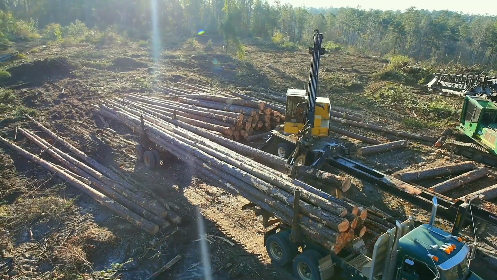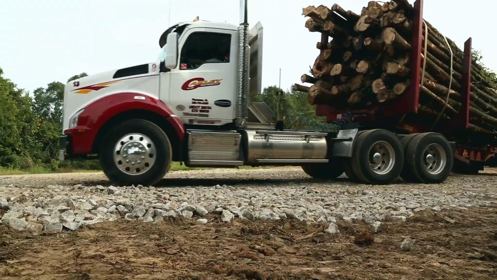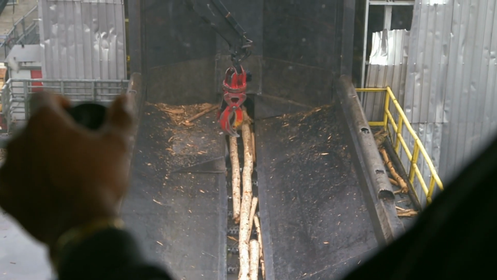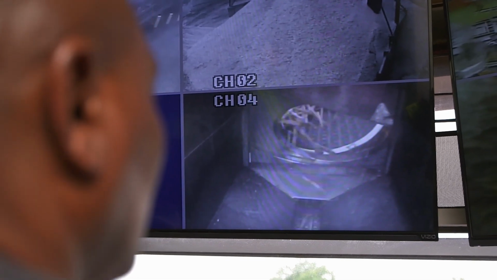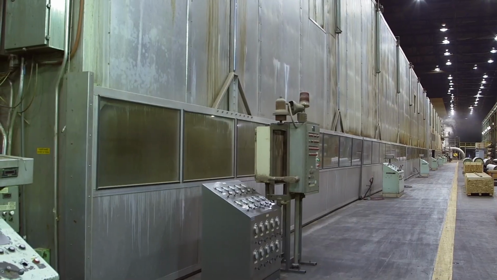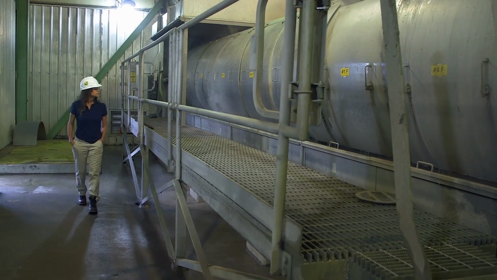After trees are harvested from the woods, they're loaded onto trucks and delivered to a paper mill. Once the bark is removed, the trees are chipped into small pieces. The chips are then mechanically processed to produce pulp or chemically treated to separate the fibers.